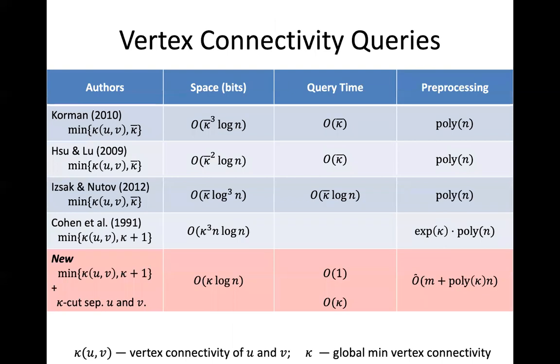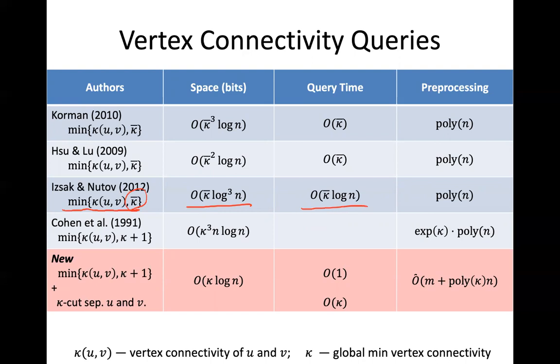Okay, so our vertex connectivity data structure follows some previous work here. I'll just point out some interesting results here. Izak and Nutov will tell you the pairwise connectivity of U and V up to some threshold k bar, and the size of the labels that they need to answer these queries are linear in k bar and polylog in n.